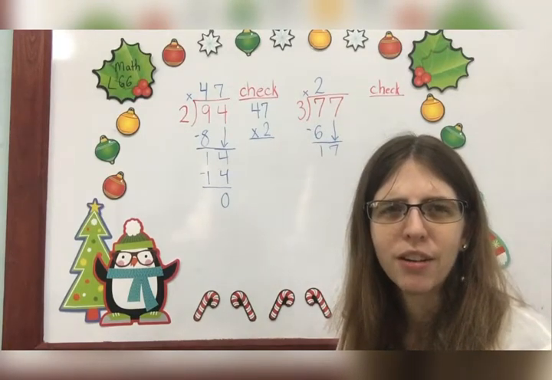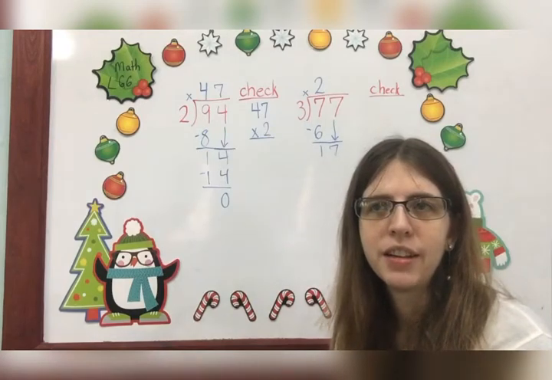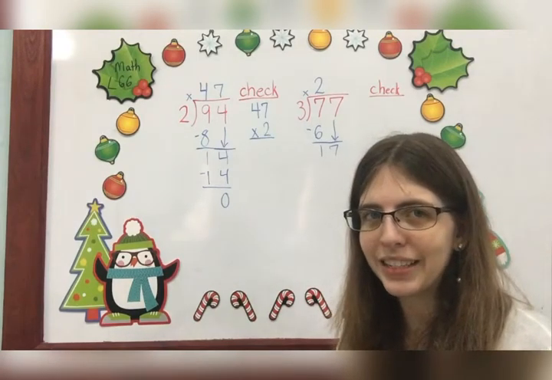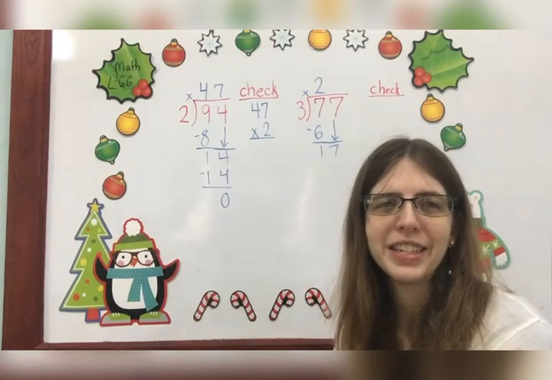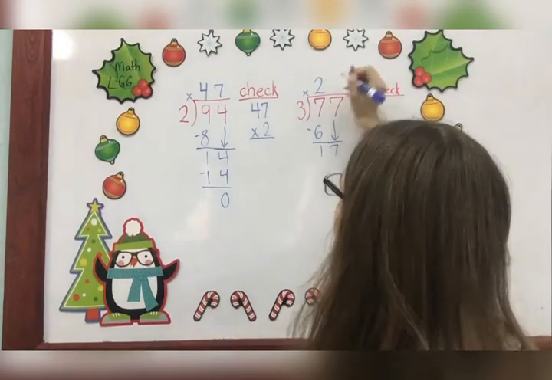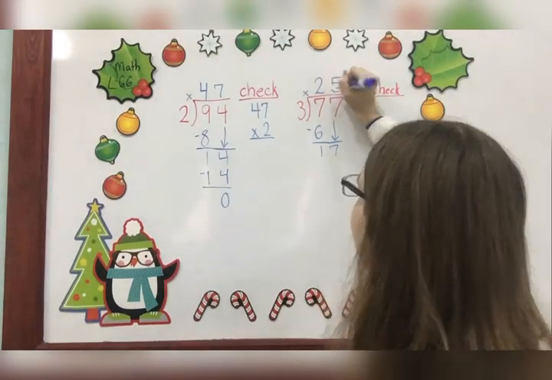But can we get bigger? 5 times 3 is 15. Okay, that's still less than 17. 6 times 3 is 18. Oh, 18 is bigger than 17, so it can't be 6. The biggest number is 5. So we have to put 5 up here over the 7.